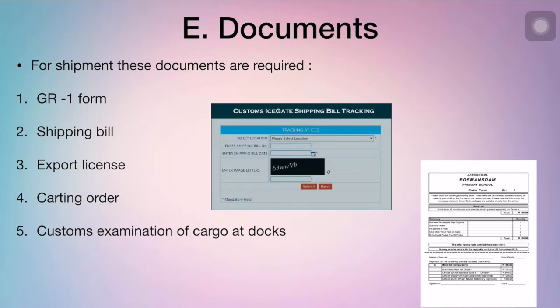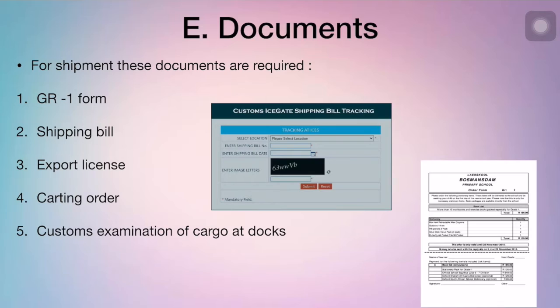Next we have the carting order. What do you mean by carting order? The shipping bill is what lets you move the cargo. The carting order is the permission to move the goods physically inside the port area. So if the goods have to move from the godown to the port area, then you need a carting order.